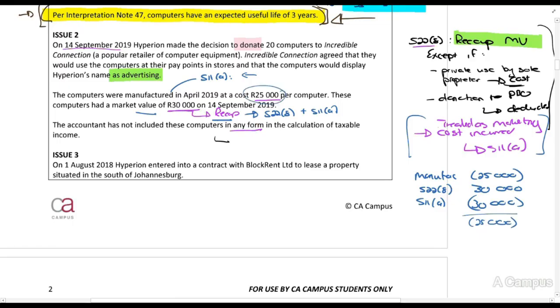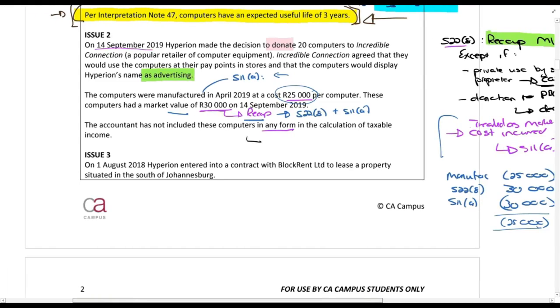Now think about it. If you originally just went out from the start and bought the computers not for trading stock, you bought them in order to use them as marketing in some form, you would have claimed a deduction for the cost. That's what you end up doing here. So that's why it works out like that. Right.